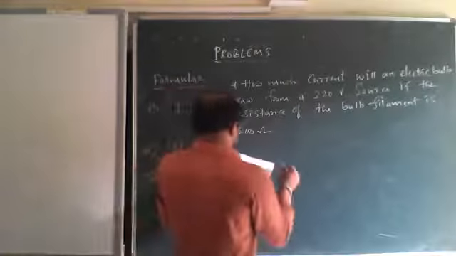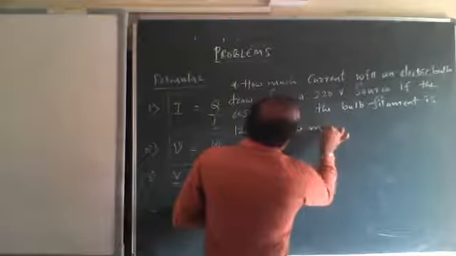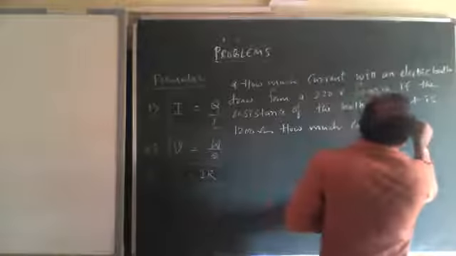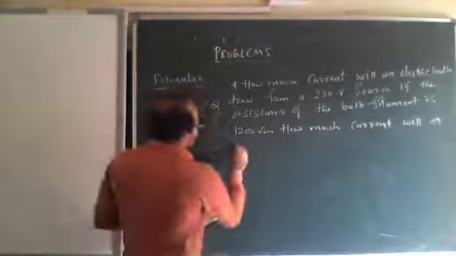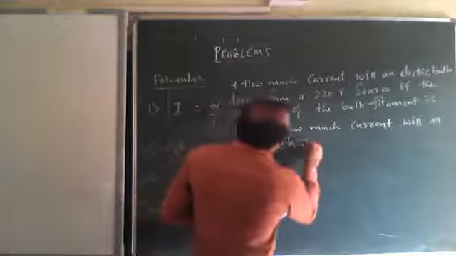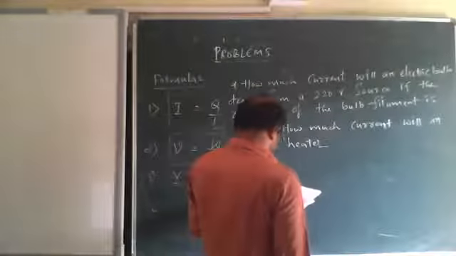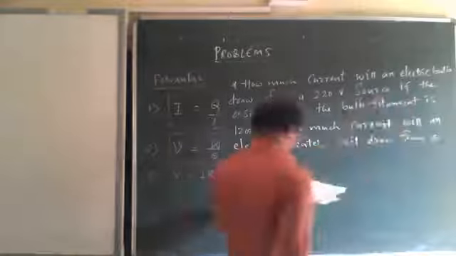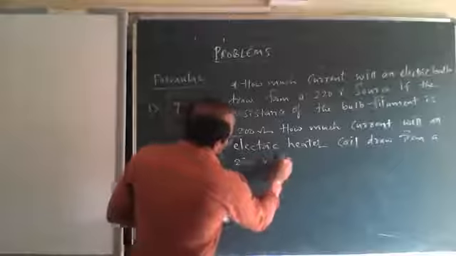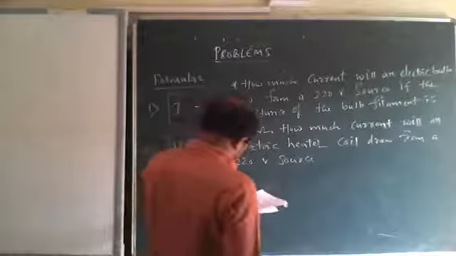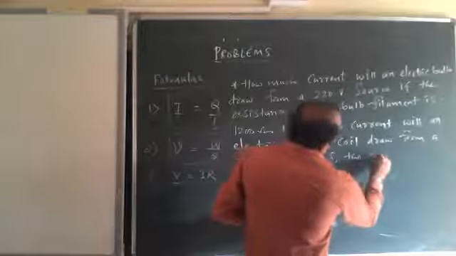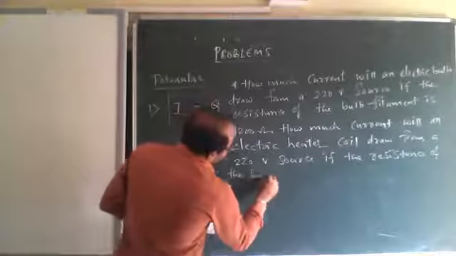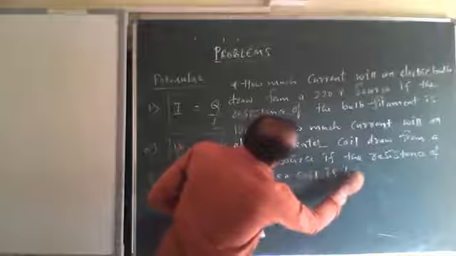How much current will an electric heater coil draw from a 220 volt source, if the resistance of the heater coil is 100 ohm?